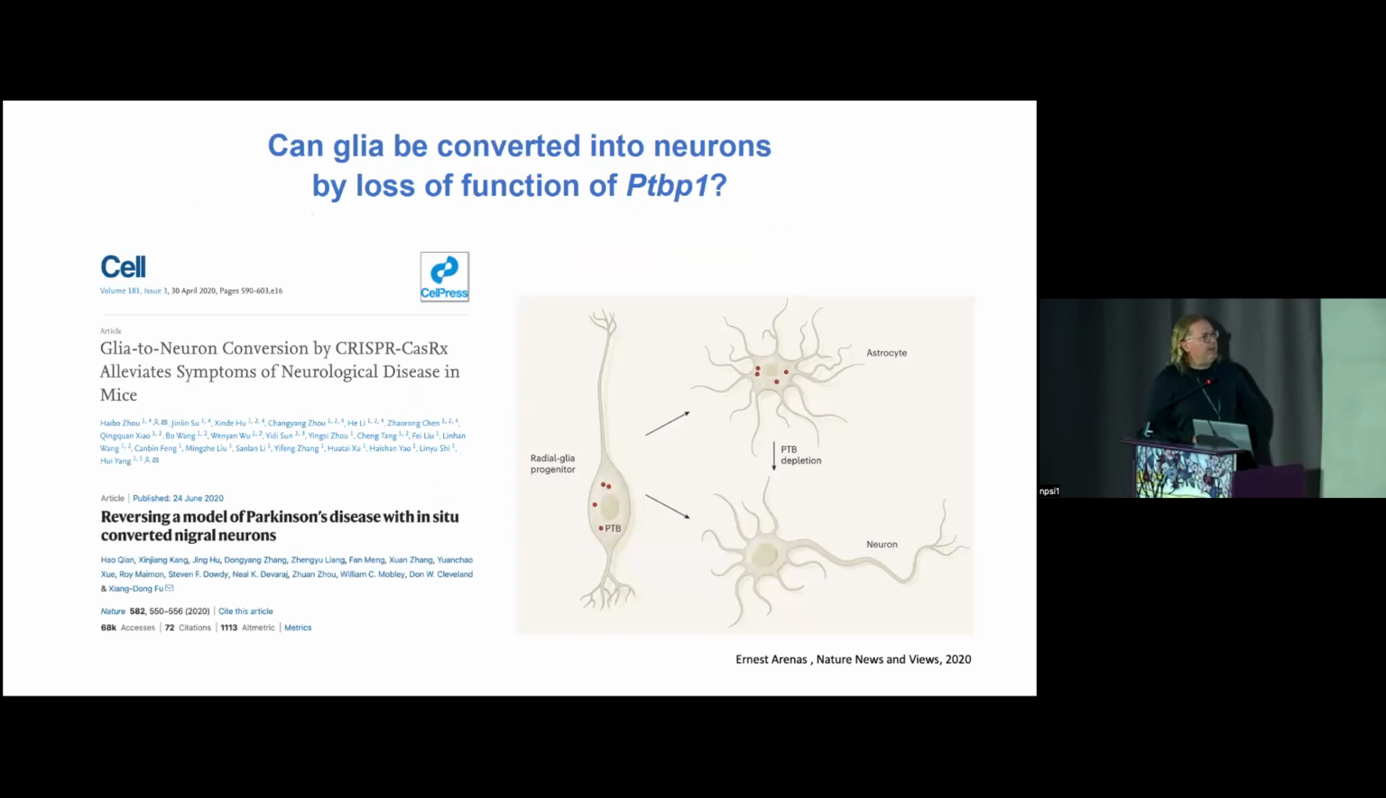Now, I think a lot of you are familiar with two papers that came out about 3 years ago now, one in Cell and one in Nature, that claimed that knockdown, so not even knockout, knockdown of a single RNA binding protein, a splicing factor called PTBP1 in glia, resulted in very efficient conversion of either Muller glia in the retina or astrocytes in the brain into functional neurons, and showed that this could recover deficits seen in a chemical model of Parkinson's disease.